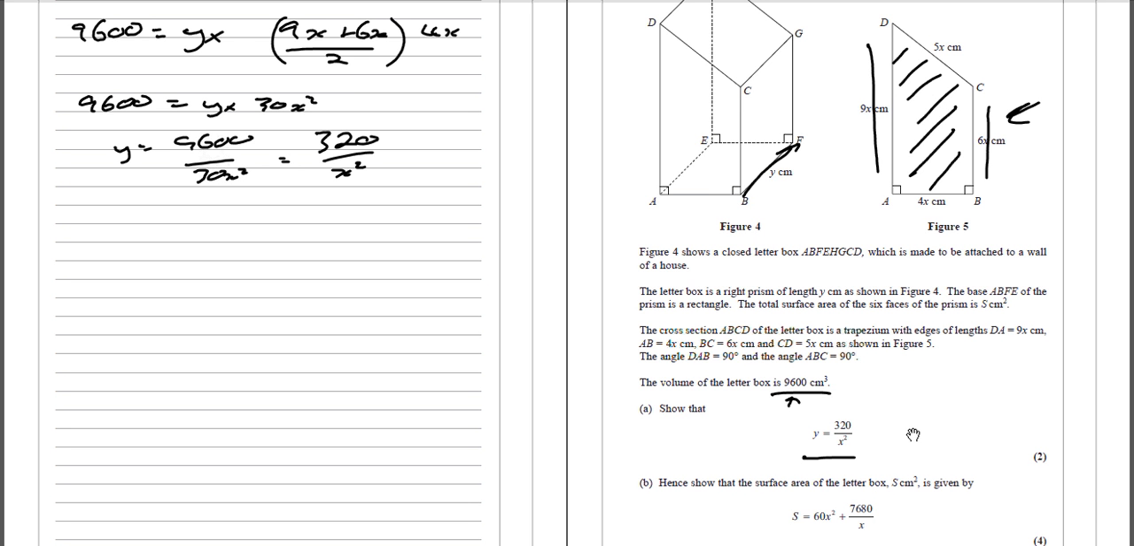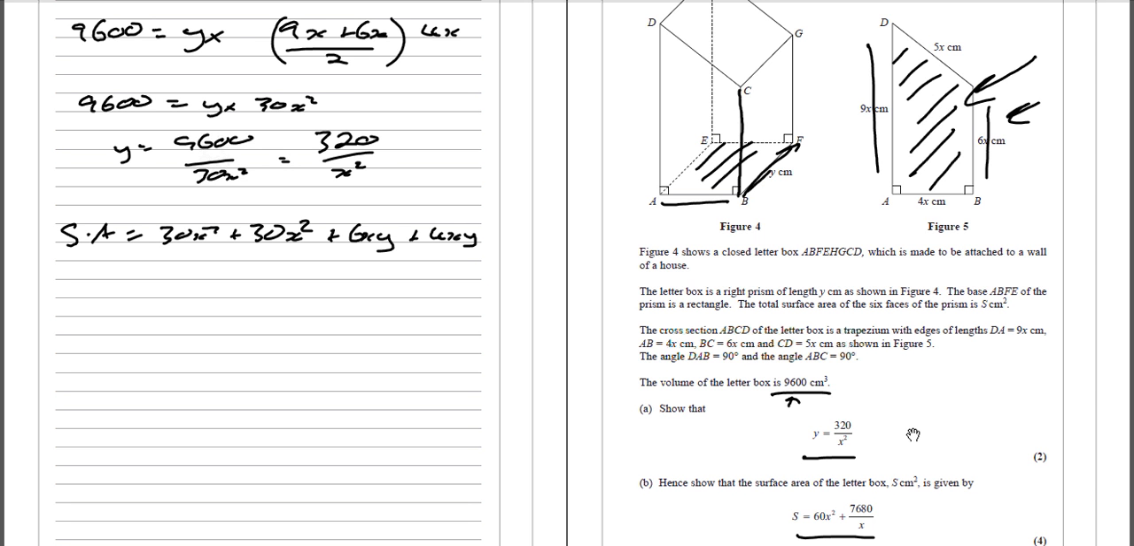Hence, the surface area of this letterbox is this here. In exactly the same way, we're going to work out the area of all the surfaces and add them together. We already know the area of this surface here is 30x squared. So it's 30x squared plus 30x squared, because you've got the one on the other side. Then this surface here is y times the height, so plus 6xy. The floor down here is 4x times y, so plus 4xy. Then the back up here is plus 9xy, plus this one here, which is y times the slope, 5x, so plus 5xy. So we've got 60x squared plus 24xy, and that's the surface area.